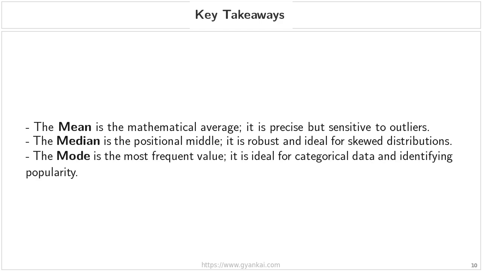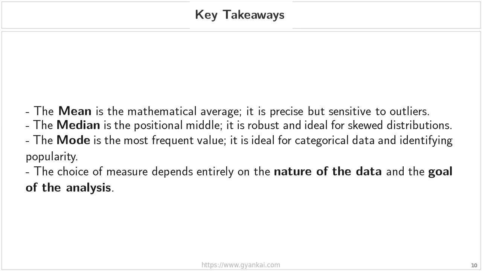As we saw with the shoe store inventory, the mode is simply the value that appears most frequently. It is your go-to tool when you are looking for popularity or when you are working with categorical data, like colors or sizes, where calculating a mathematical average just wouldn't make sense. To wrap everything up, I want you to remember this golden rule: there is no single best measure. The choice of which measure to use depends entirely on the nature of the data you are looking at and the specific goal of your analysis. Always look at your dataset first, check for outliers, and then decide which tool is the most honest way to represent your data.